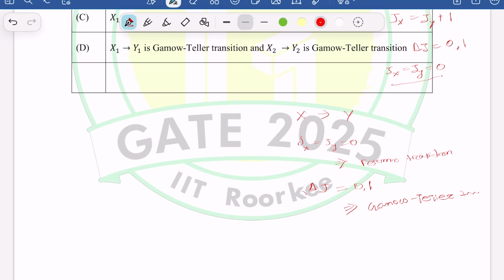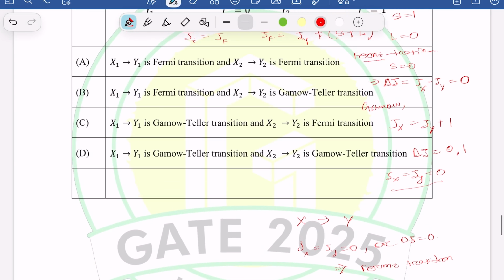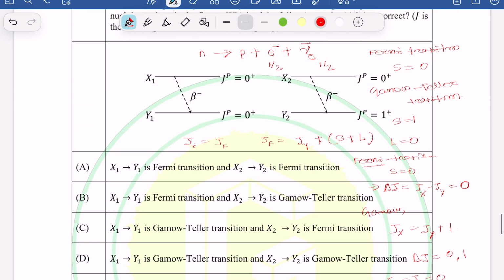These are the possibilities. So in the first case, you see J of x1 is equal to 0, and the final state has 0, so that implies delta J is equal to 0 and J x is equal to J y is equal to 0. That means here only Fermi transition can contribute. So this is a Fermi transition.